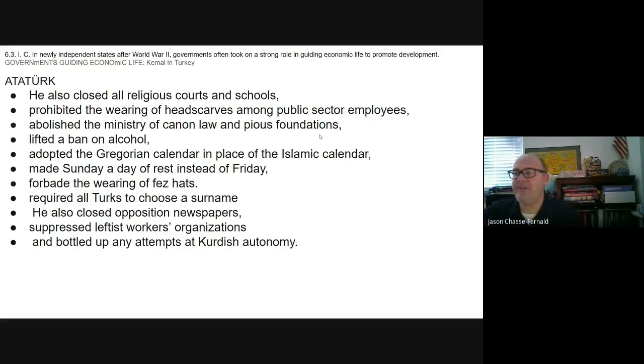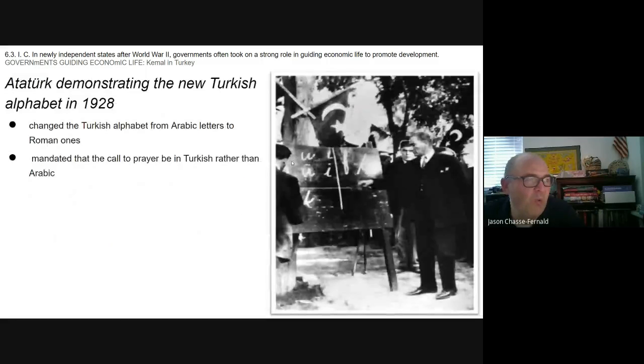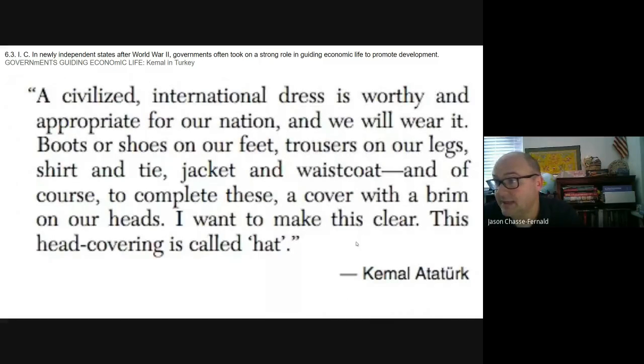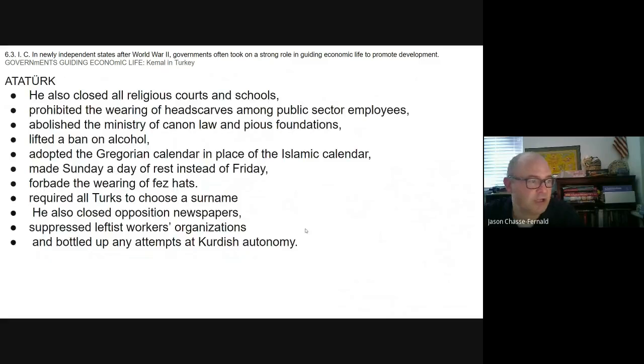Forbids the wearing of the fez. So what are we talking about here? Elimination of traditional cultural practices. Requires all Turks to choose a surname. Westernization. And it's not that there wasn't opposition, it's simply that opposition was banned. And not just opposition was banned. Leftist, you can insert the word socialist there, leftist workers' organizations were also banned.